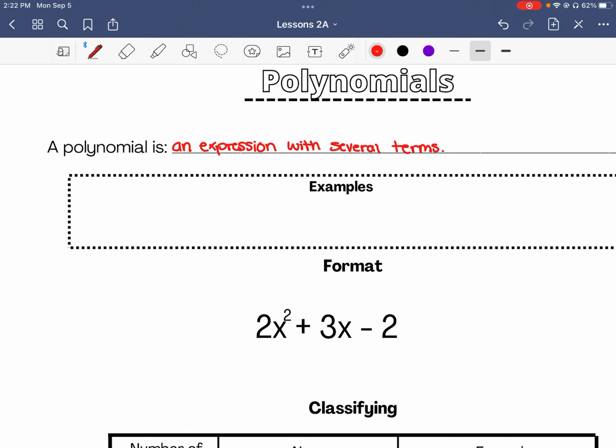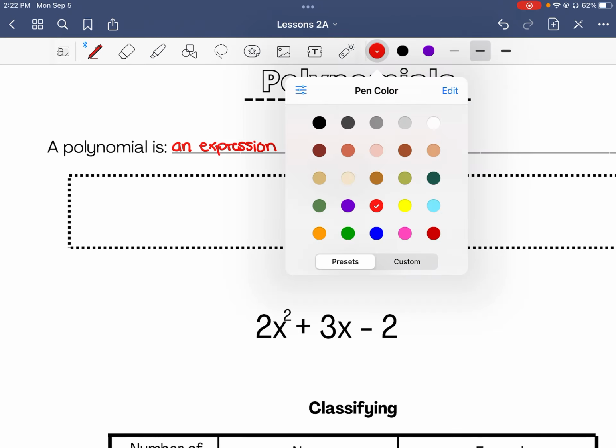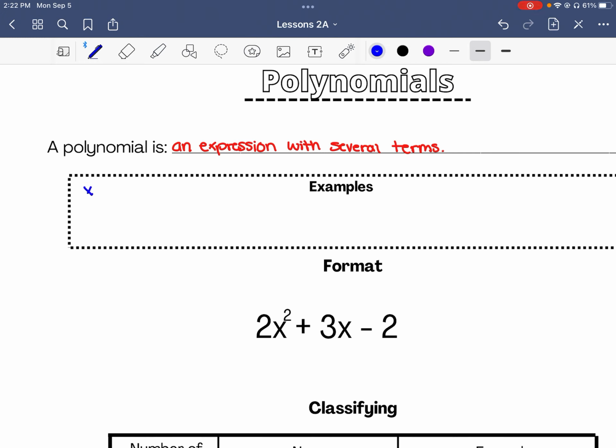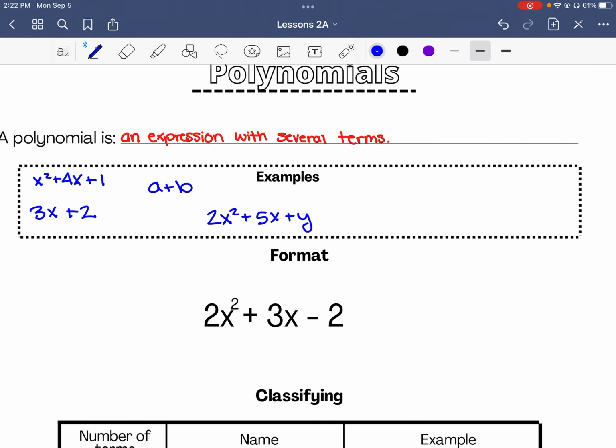Some examples of polynomials are x squared plus 4x plus 1. We have 3x plus 2. We have a plus b. We have 2x squared plus 5x plus y. And we can think of 2x plus 2.